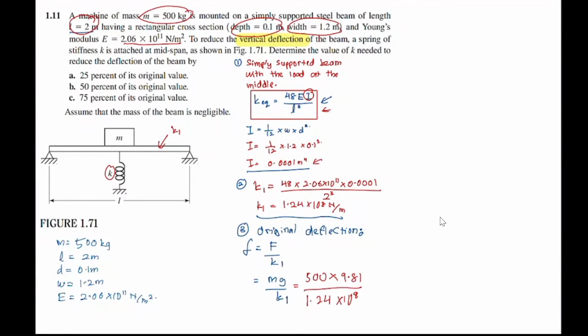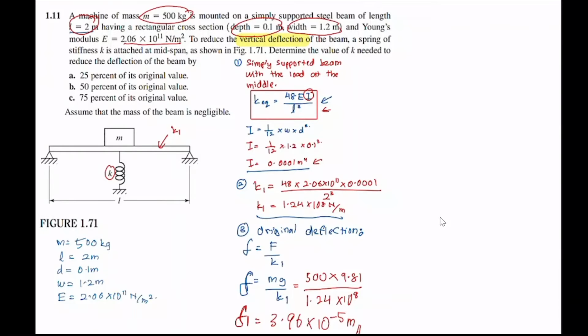So the deflection value for this, let's say I put it as deflection 1. 1 refers to the beam. If you calculate this, you'll get your answer to be 3.96 times 10 to the power of negative 5 meter. Okay. So this is the value for the deflection of the beam, the original deflection.